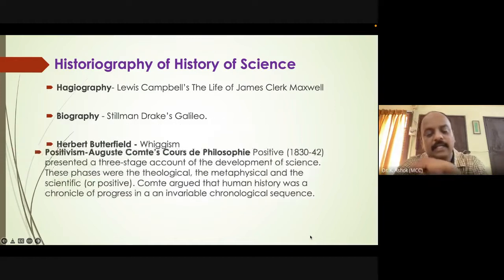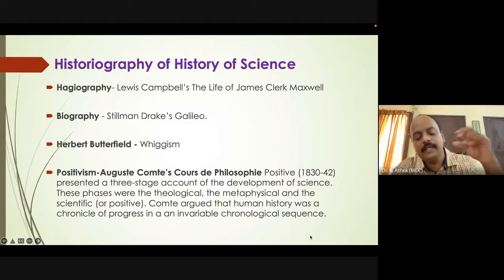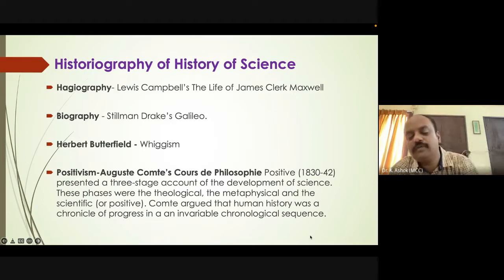Then there was another important historiography of science, positivism. And this concept of positivism was propounded by Auguste Comte. Auguste Comte presented a three-stage account of the development of science. The first stage is theological, the second stage is metaphysical, and the third stage is scientific.